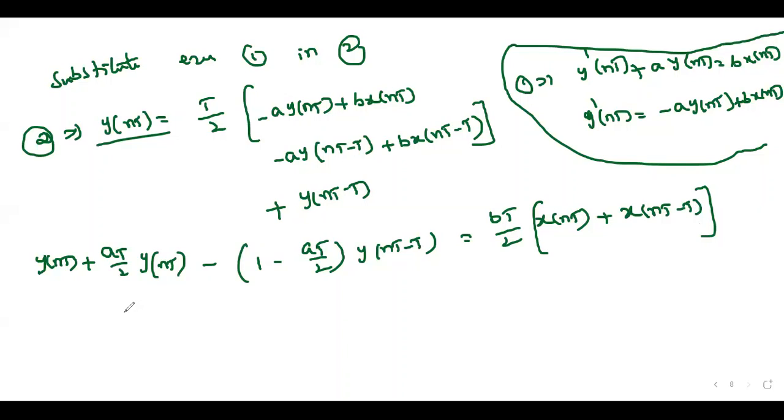Right. Now we have this total equation in the discrete domain. Now take the Z transform on both sides.